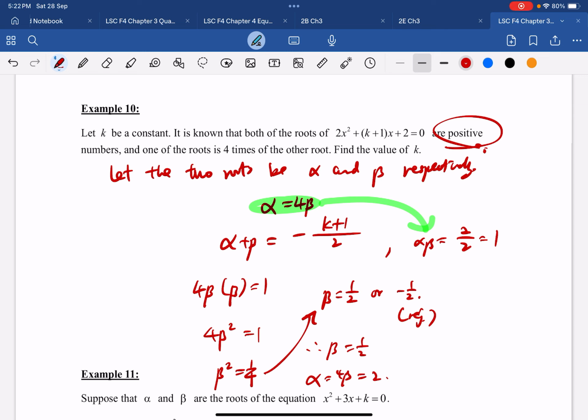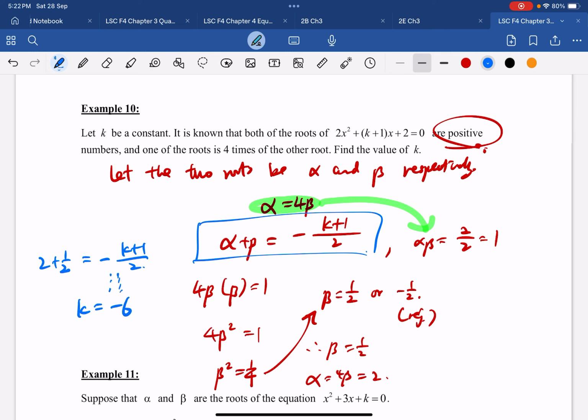Now we can plug in alpha and beta into this formula. So 2 plus 1 over 2 equals negative k plus 1 over 2. So you solve the equation. k should be negative 6. Okay, 我做過啦，所以我 skip 咗啲 step。Okay， 純粹我再錄翻次條片啫。But be careful, if you do it like this, you may lose some marks.